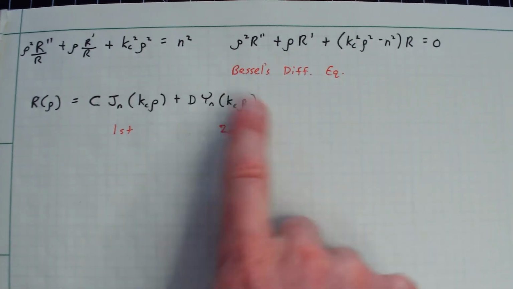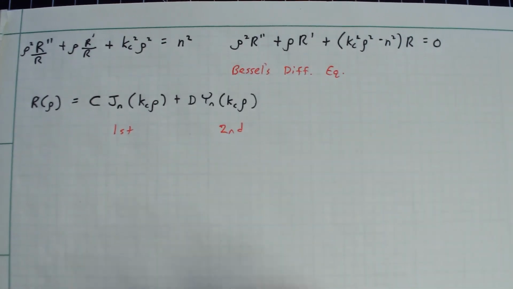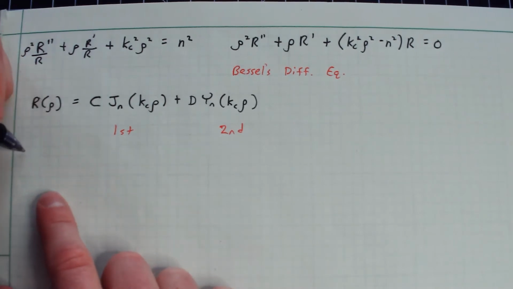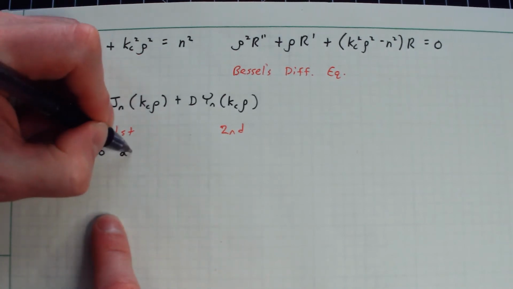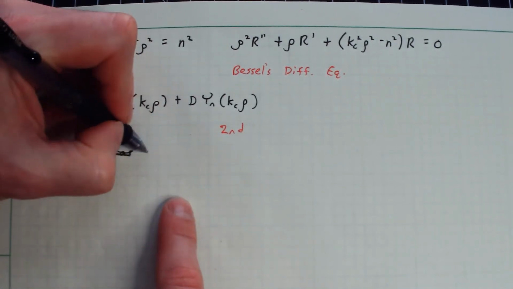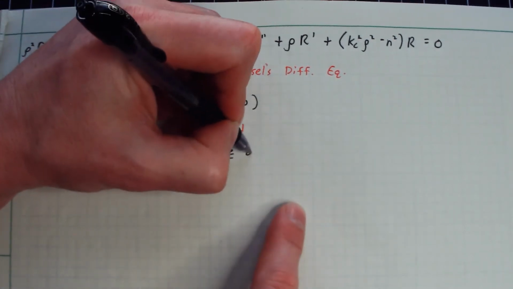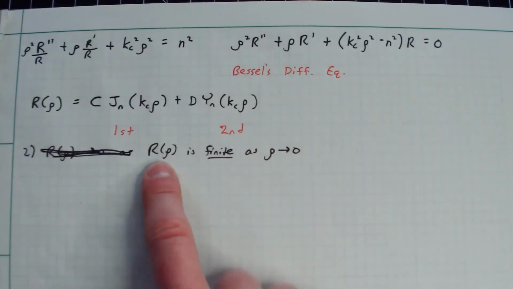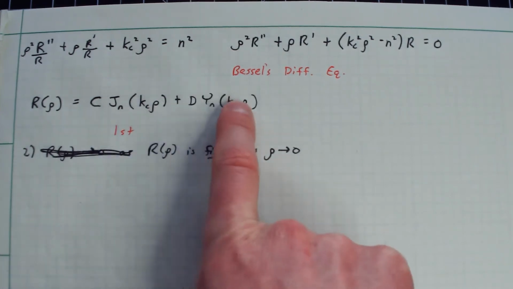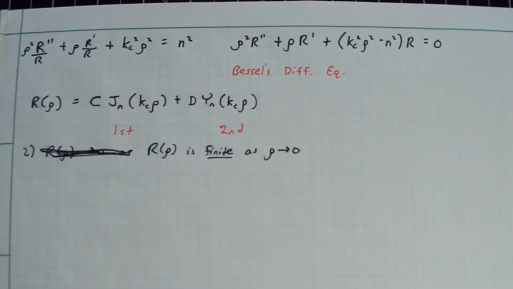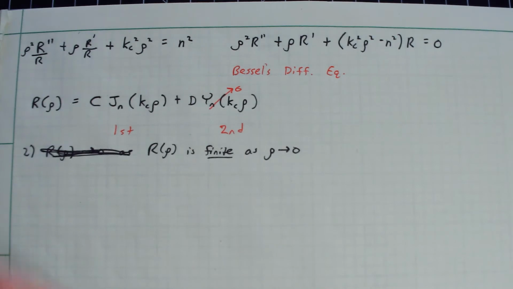It is big and it's ugly, but these functions are the things that solve this equation up here. Now, we're going to apply another quick boundary condition: R of rho is finite, not 0, as rho approaches 0. If you actually plot these two functions, this one is nice and well behaved. This one, however, blows up to infinity at 0. So we therefore say this second kind solution is not allowed.